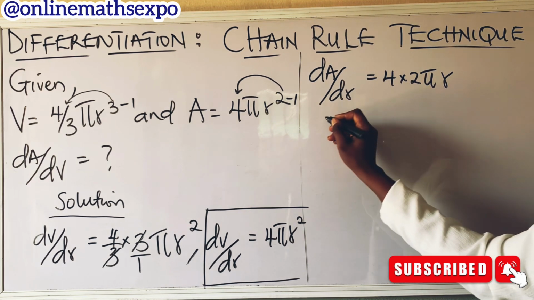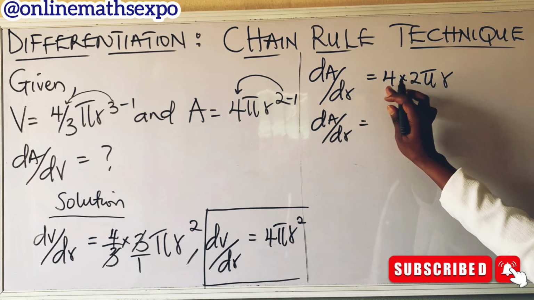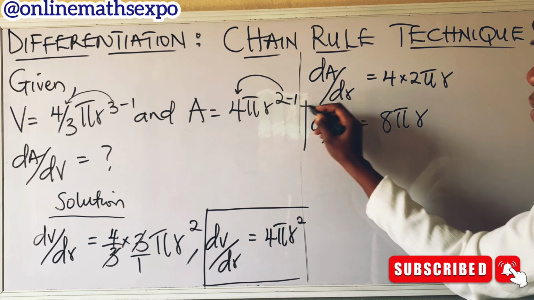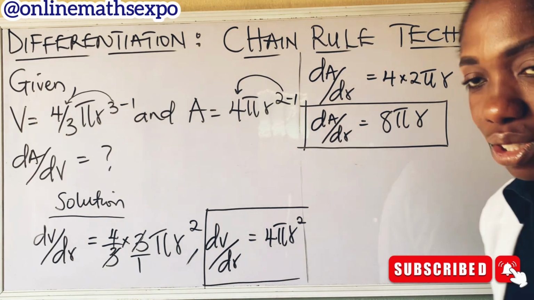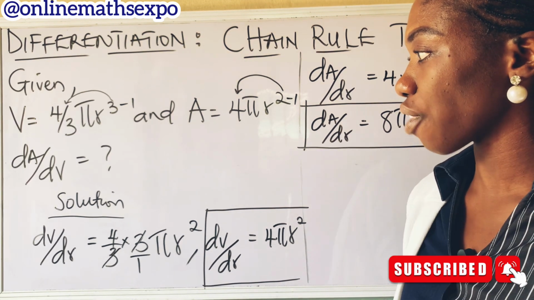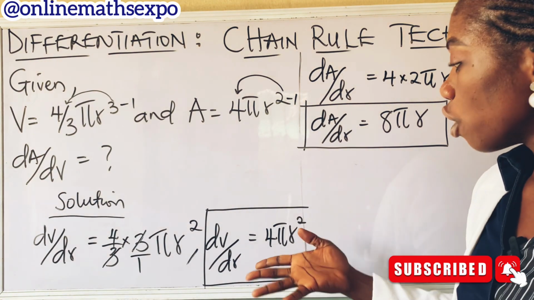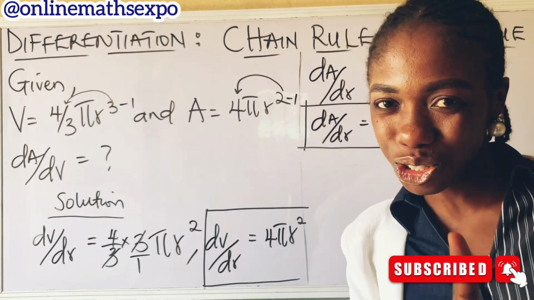We now have the ADR is equal to 4 multiplied by 2 pi r, which gives us 8 pi r. This becomes the value of the ADR. But go back to the question. What you were asked to find was the ADV. So how do you bring these two together to give you the ADV? I'm going to show you.